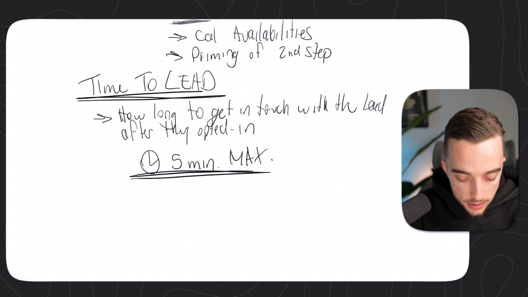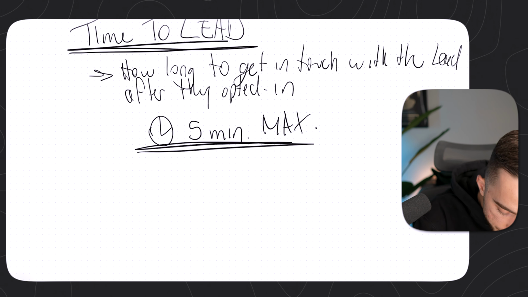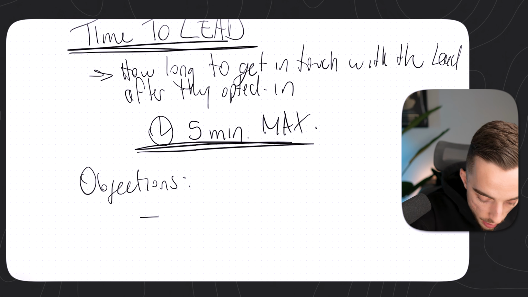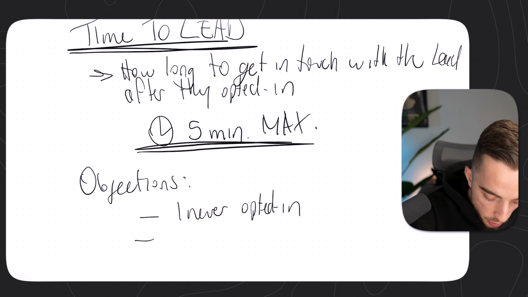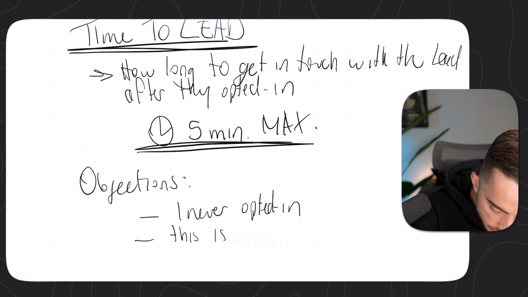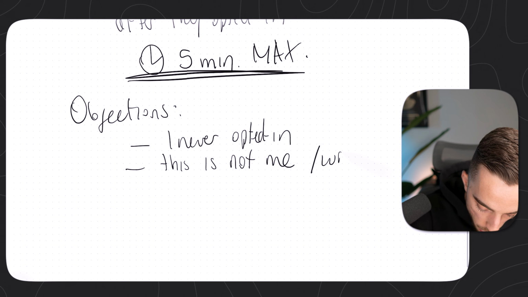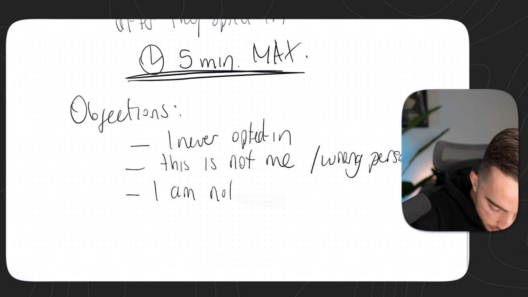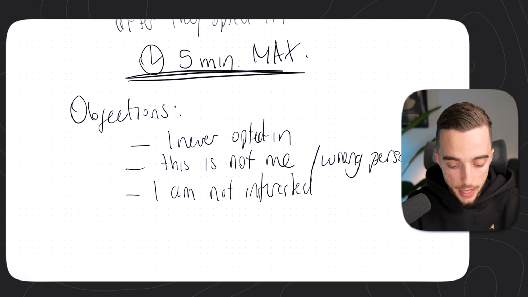Some of the things that I often hear, when somebody takes too long to call the leads, are the following objections. You'll hear things like, I never opted in. This is a typical one. These guys act like they never clicked on the form. And then you have the typical, this is not me, like wrong person type of thing. It starts happening quite a lot. Or I am not interested, which will happen. Or people, again, simply won't pick up at all.